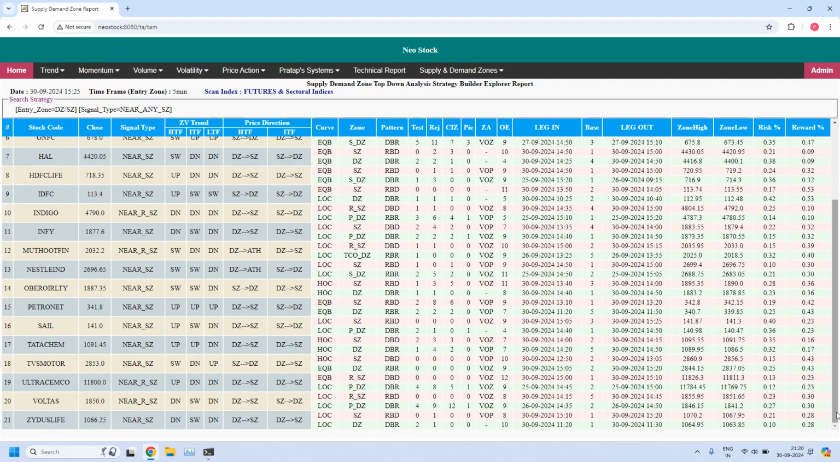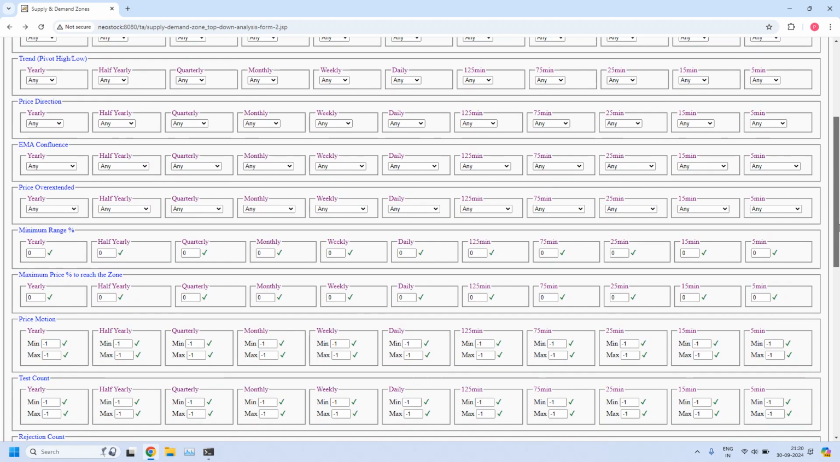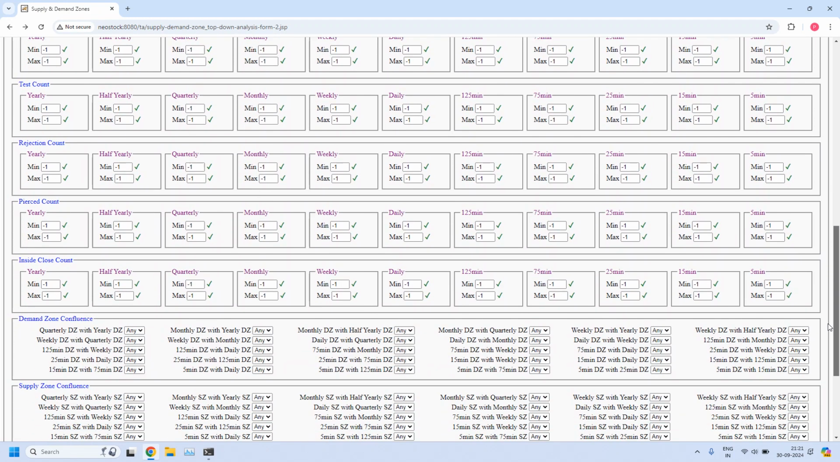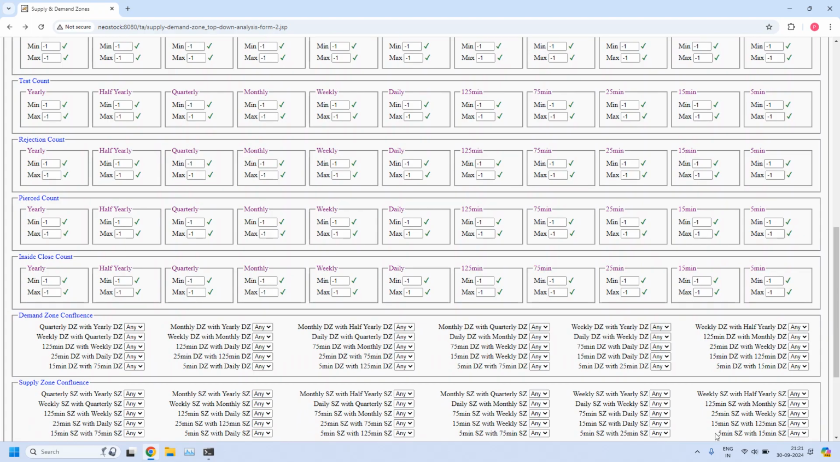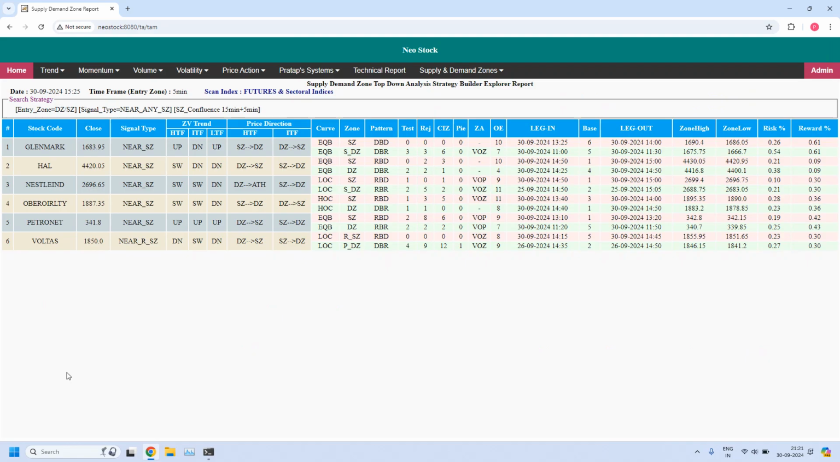That means 5 minute zone should be part of the 15 minute supply zone. So I'm going back in the supply zone confluence. I am enabling the filter 5-minute supply zone with 15-minute supply zone. Let's filter. Only 6 stocks are having ITF confluence. That means 5 minutes supply zone is part of the 15-minute supply zone. So this is about stocks near demand and supply zones.